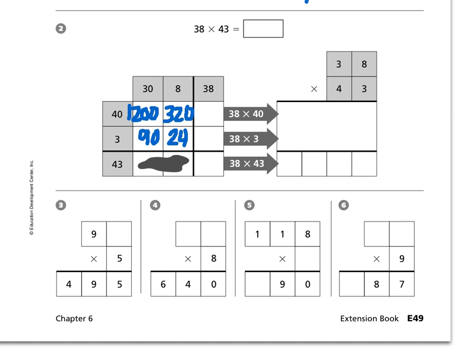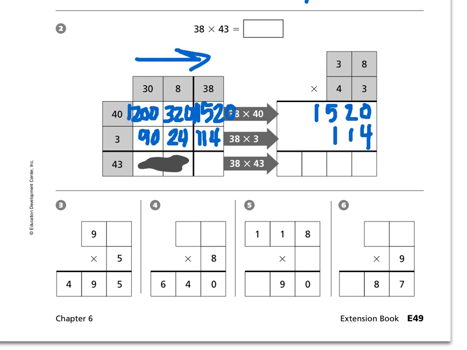Then I'm going to add up, going across. And I have 1,200 plus 320, which is 1,520. I'm going to transfer that over here. And then I have 90 plus 24, which I know is going to be 114.